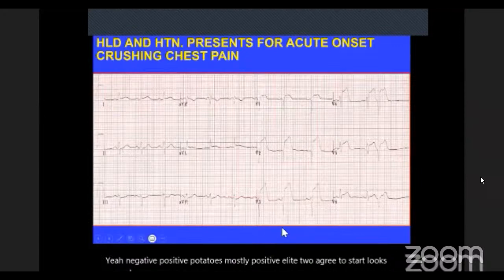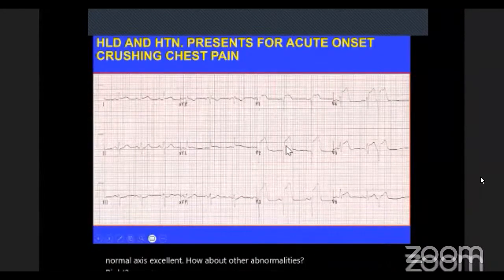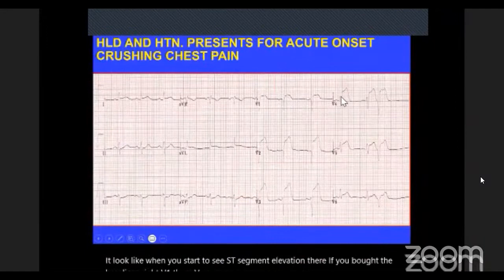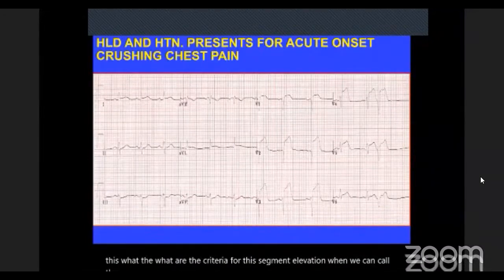Excellent. How about the other findings? We see the ST changes in lead V2, V4, V5, also V6. They are all elevated. Look, actually in V1 you start to see ST segment elevation there, if you put the baseline, right? V1 there, V2, yeah, above the baseline, V3, 4, 5 for sure, and 6. You are right, 6 is also there. What are the criteria for ST segment elevation? When can we call the ST segment elevation one that meets the criteria for ST segment elevation myocardial infarction?